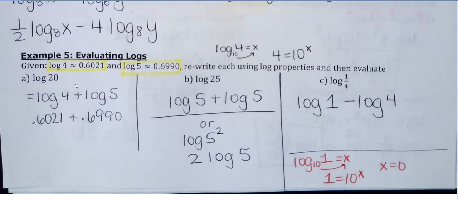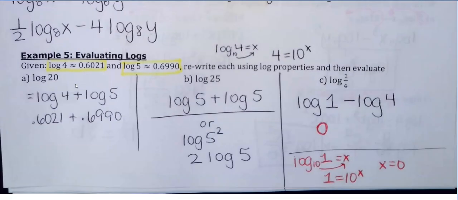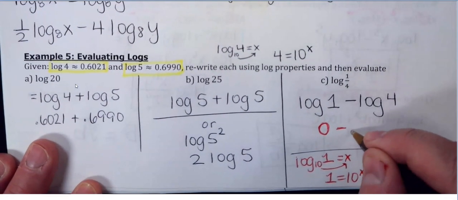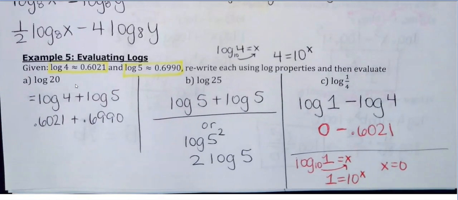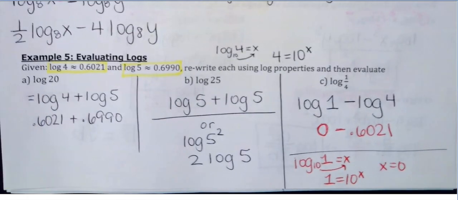So if I had log base 4 of 1 or log base 100 of 1, every time that would be equal to 0. So even though I didn't give you that in the directions, the log of 1, no matter what the base, is always equal to 0. So then for this one, I would just do 0 minus that 0.6021, which would just be negative 0.6021, and that would be the answer. So just showing you guys a couple of things.